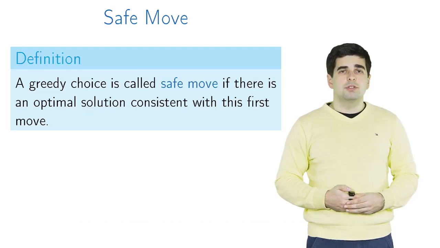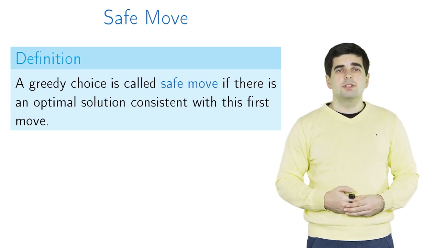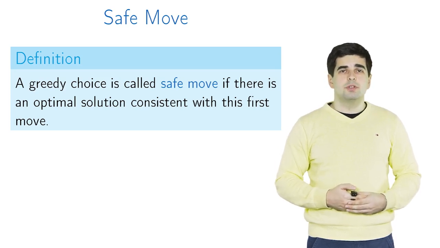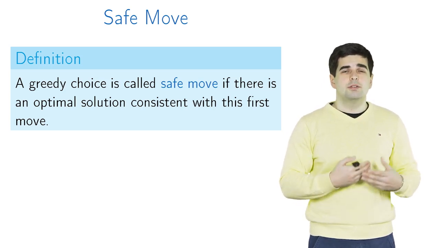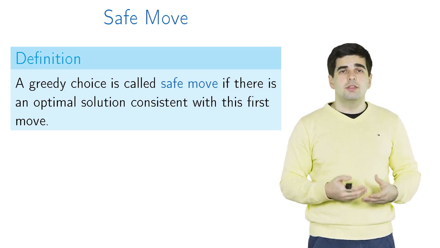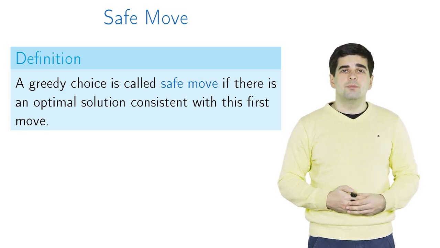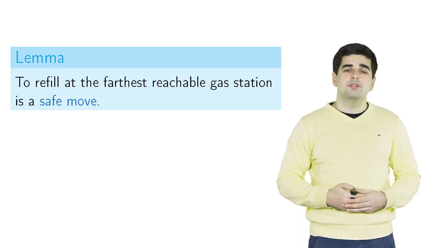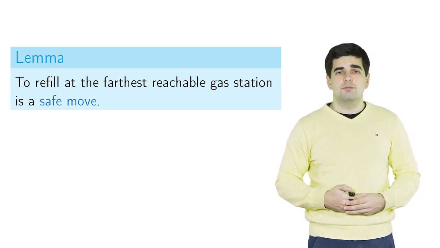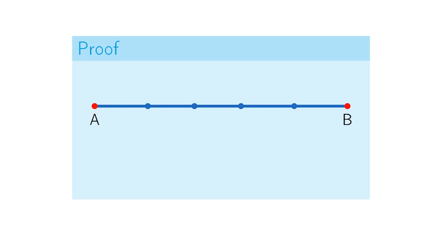Another important term is safe move. We call a greedy choice a safe move if it is consistent with some optimal solution. In other words, if there exists some optimal solution in which the first move is this greedy choice, then this greedy choice is called a safe move. And we will prove a lemma that to refill at the farthest reachable gas station is a safe move. Let us first prove it visually.